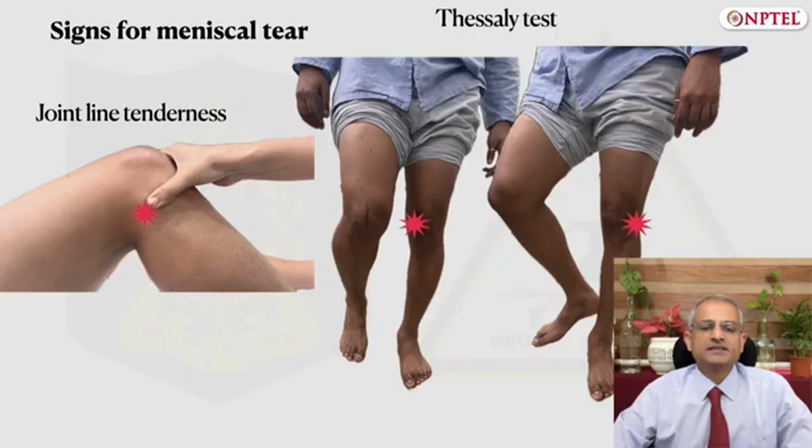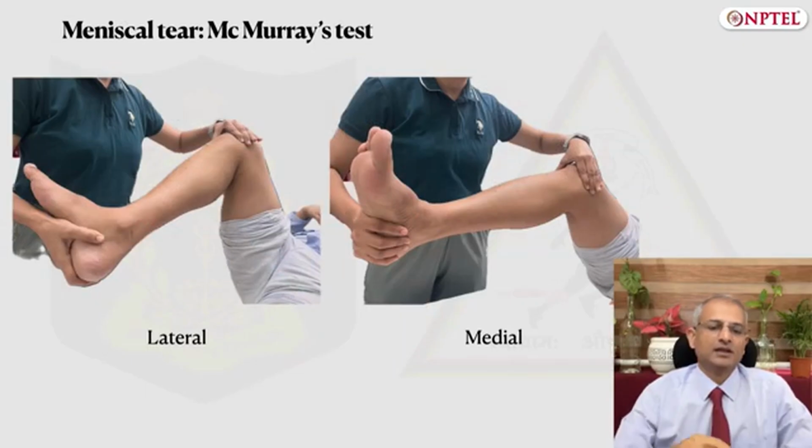In the Thessaly's test, the patient stands on the affected limb and rotates where the knee is slightly flexed. A pain or click felt is positive. However, this test can be positive in many other conditions like osteoarthritis, osteochondral injuries, or ligamentous tears. Hence, it is not a very reliable test.